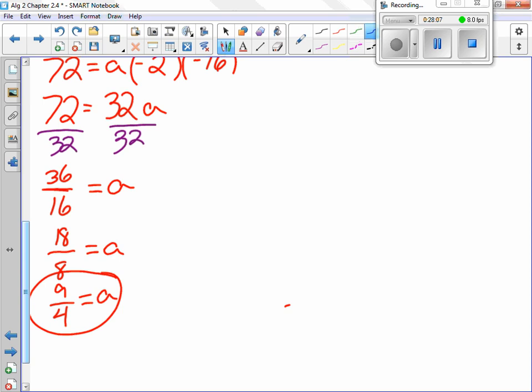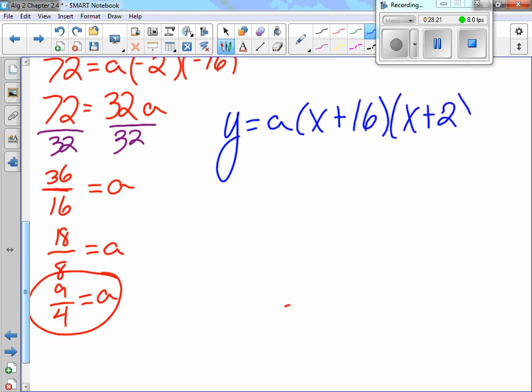So y is equal to a times x plus, what was it, 18? Not 18, 16. Last thing in the number we plugged in. Times x plus 2. And we found that the value of a is 9/4.